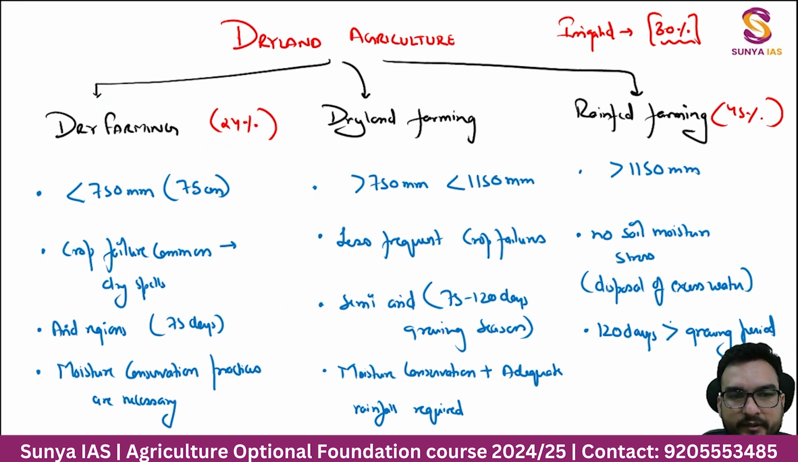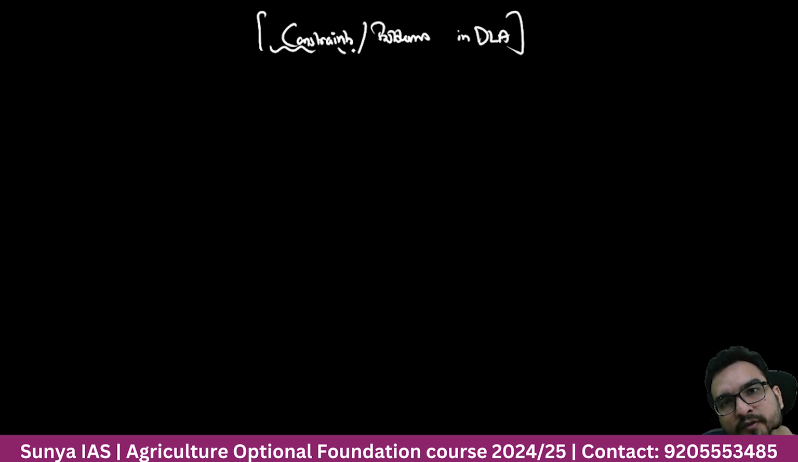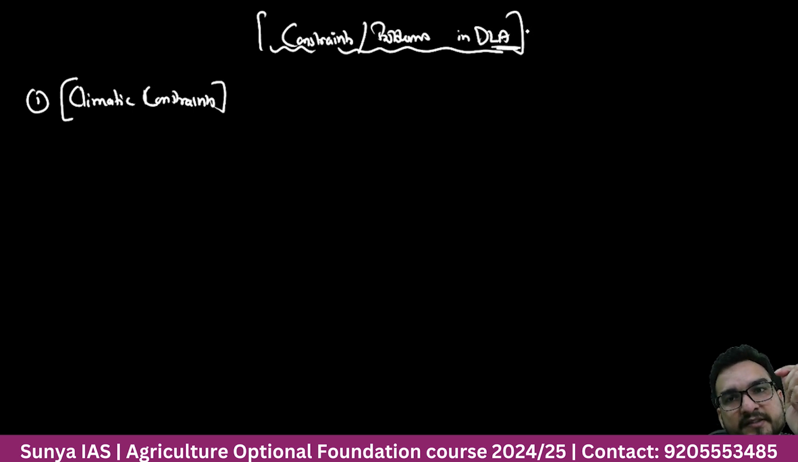Now let us see the constraints part, or the problems part, which is very important. Constraints or problems in dryland agriculture. The first main heading which you will see is climatic constraints in these particular areas. Dryland agriculture areas are those areas where the cultivation of crops is solely dependent upon rainfall only.